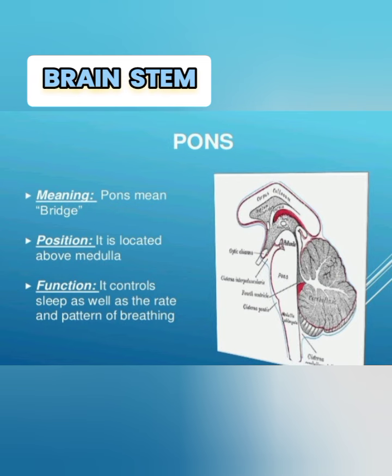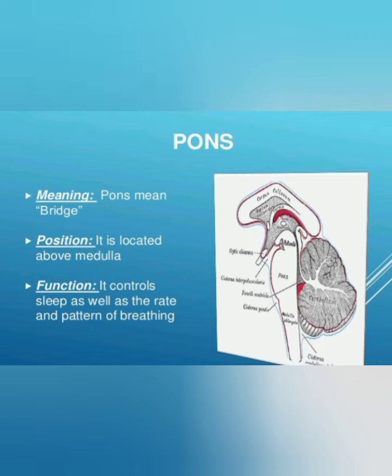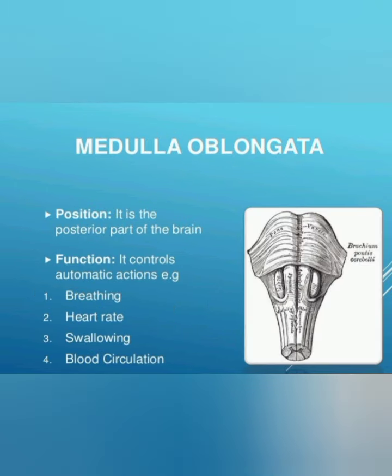Now coming to the brainstem, it consists of midbrain, pons, and medulla oblongata. The midbrain connects pons and cerebrum. The medulla oblongata is the most inferior region of the brainstem. It becomes the spinal cord at the level of the foramen magnum. The pons controls sleep as well as the rate and pattern of breathing. The medulla oblongata controls automatic actions like breathing, heart rate, swallowing, and blood circulation.